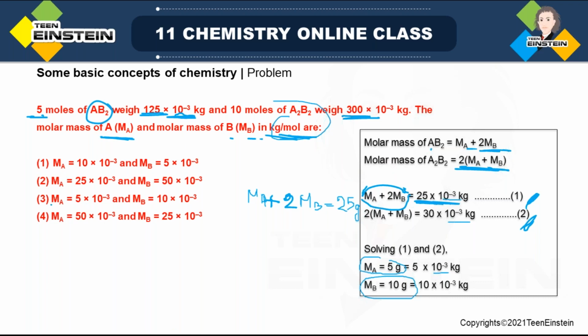So it is matching with option 3, right? 5 into 10 to the power minus 3, 10 into 10 to the power minus 3. The other options, if you see, are reversed, right? The first option, second option, obviously it is not correct. The third option is also just like option 2, but in reverse order. So option 3 is the correct option.